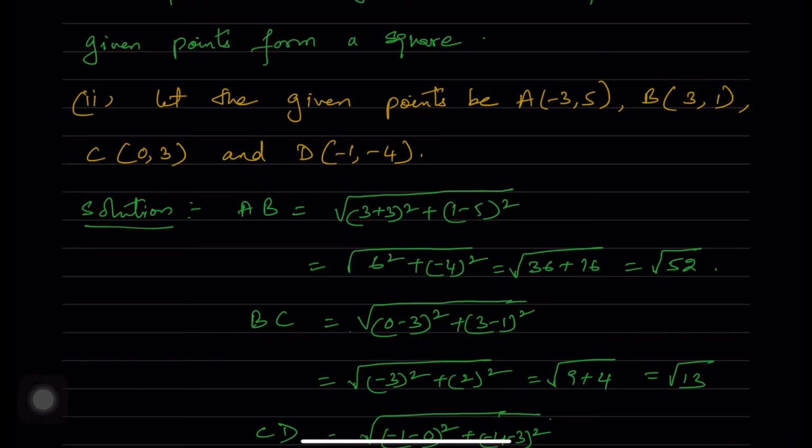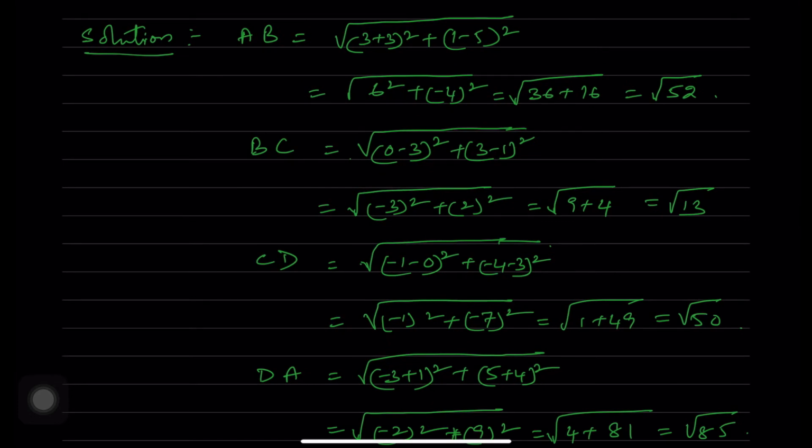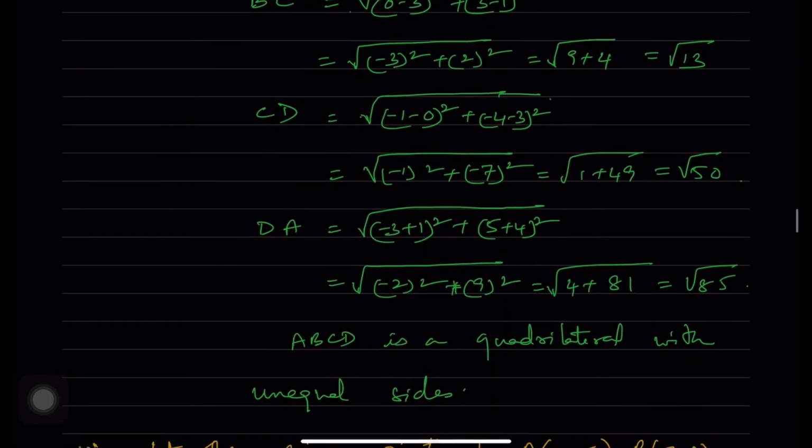So now the next, the second one, is: let the given points be A (-3, 5), B (3, 1), C (0, 3), and D (-1, -4). So again we are finding out the distance between AB using the formula, that is (x2 minus x1) whole square plus (y2 minus y1) whole square. You can see clearly from that AB is equal to root 52, because you're getting root 36 plus 16 after substituting. BC is equal to root 13 after substituting all the values. CD is equal to root 50, and DA is equal to root 85.